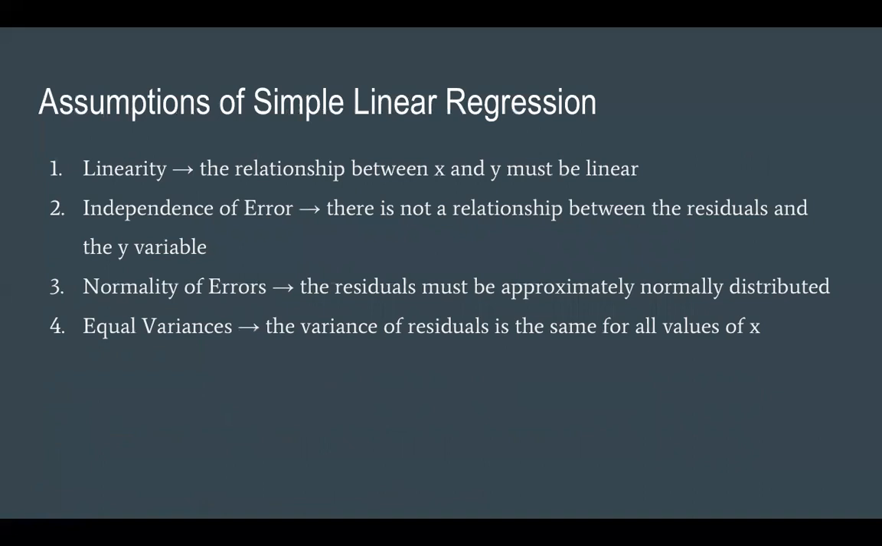There are 4 assumptions of the simple linear regression model. The first is linearity, making sure you have a linear relationship between x and y. Second is independence of error, so the residuals must be independent of one another. Third is normality of errors, so the residuals must be approximately normally distributed, if you remember that normal distribution, the bell-shaped curve. And finally, equal variances, so the variance of the residuals must be the same for all values of x.